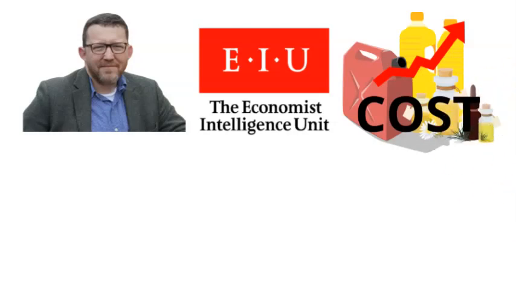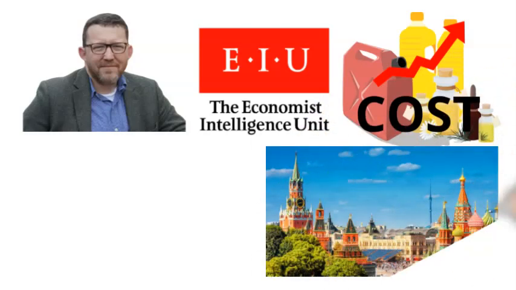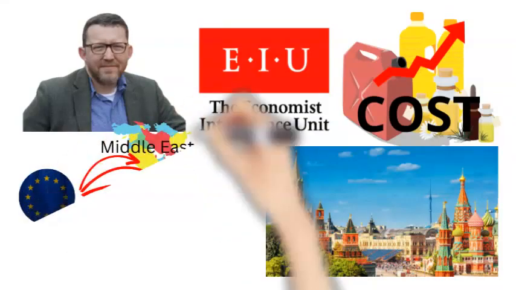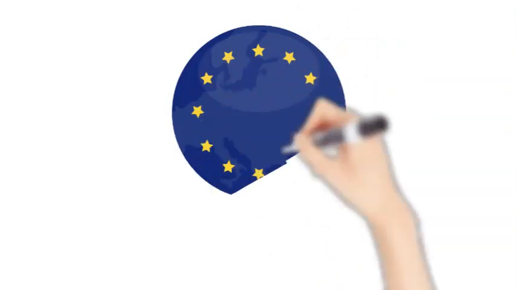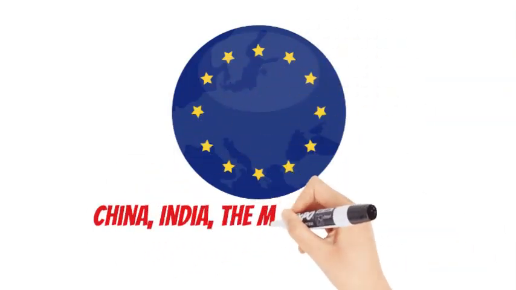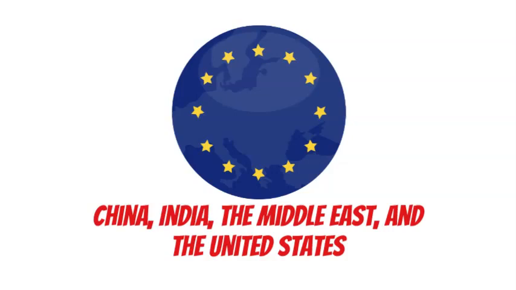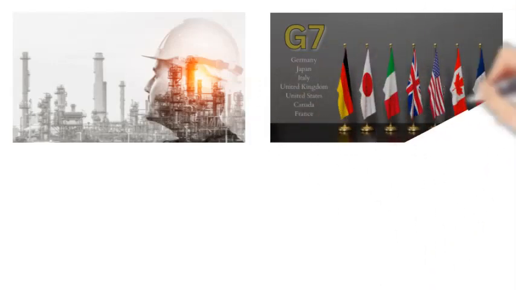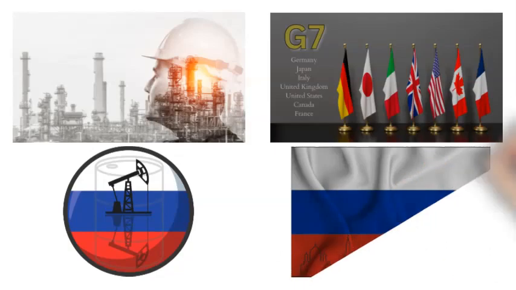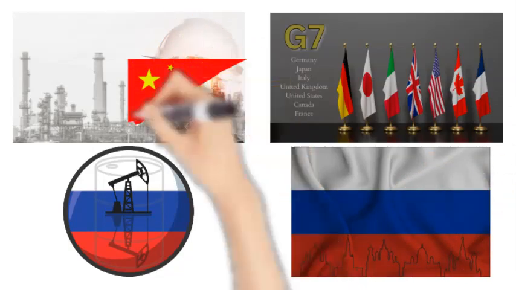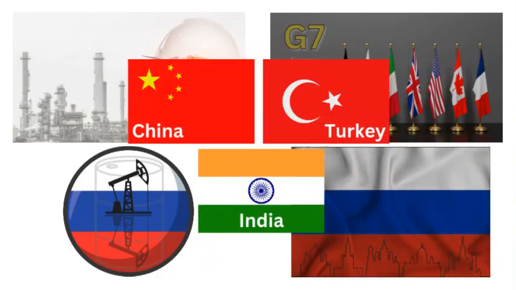According to the EIU, or Economist Intelligence Unit team, Moscow will divert oil from Europe to the Middle East, Africa, China, and India. Meanwhile, Europe is planning to boost its purchases from China, India, the Middle East, and the United States. Initially, analysts in the energy industry were skeptical that the G7 cap would have any significant impact on Russian oil, and they expected Russia to reroute its oil exports to nations like China, India, and Turkey.